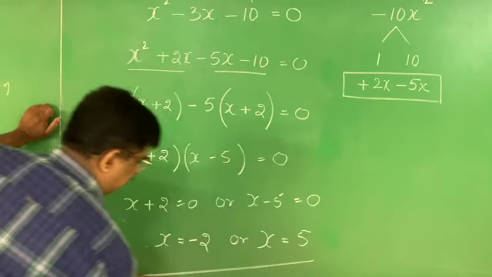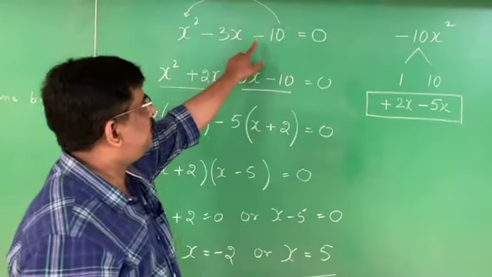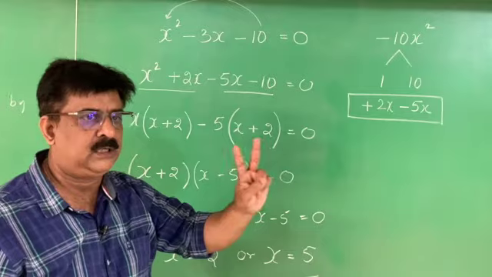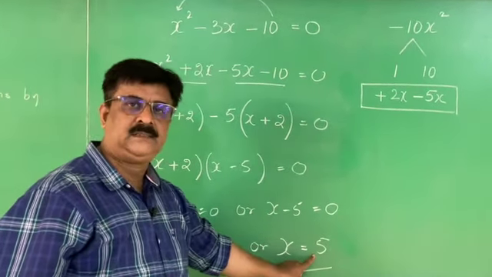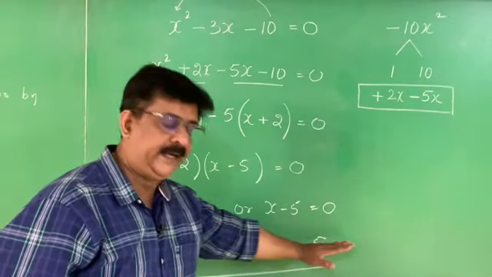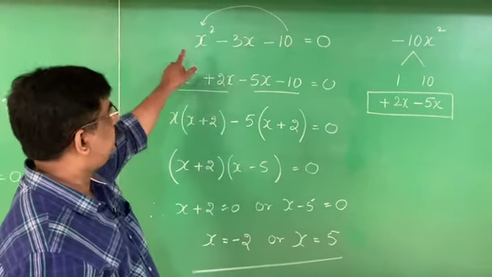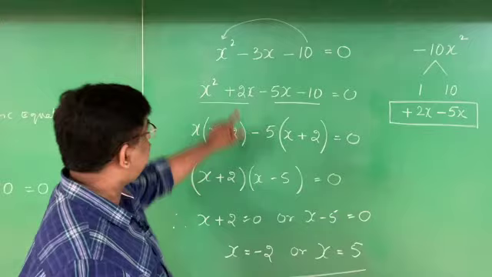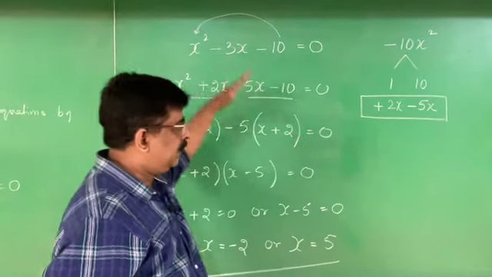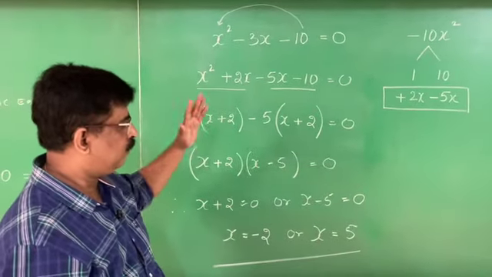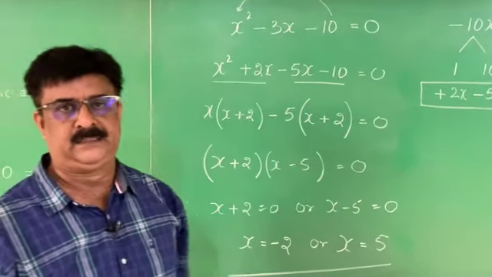I can cross check my problem. Here it is minus, therefore I should get two roots of different signs. See, one is minus, another one is plus. Therefore my answer is right. And these two are the roots of this equation. If you replace these numbers for x, you get 0. That is the idea of this particular method of solving the quadratic equation by factorization.